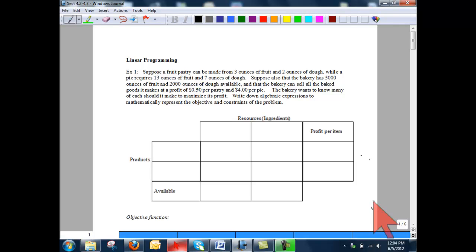In real life, these problems can be huge and very, very complicated. Let's look at a very simplified example here to start out with. I'll just read the example.